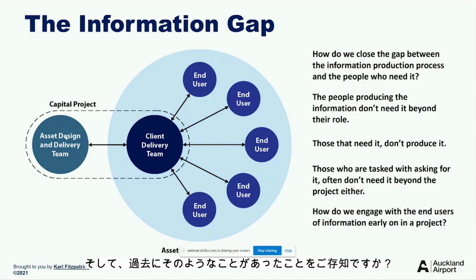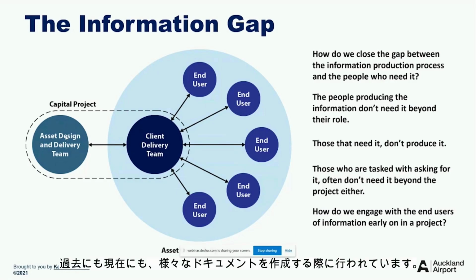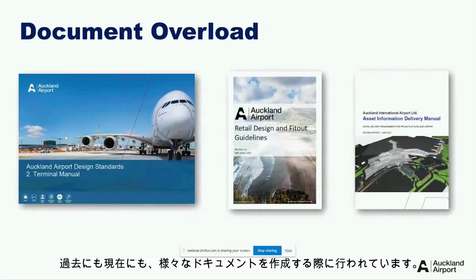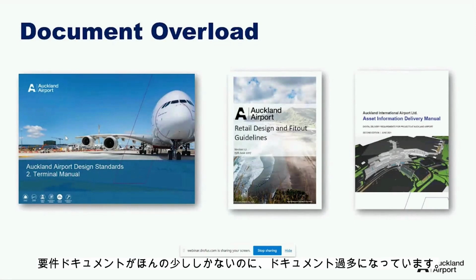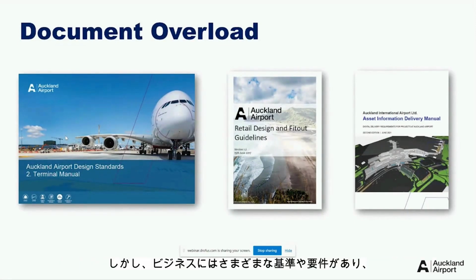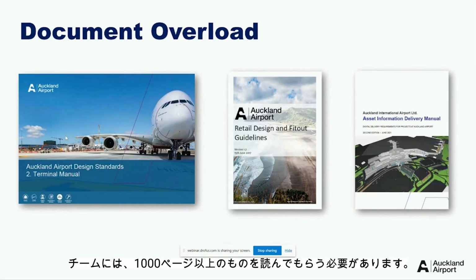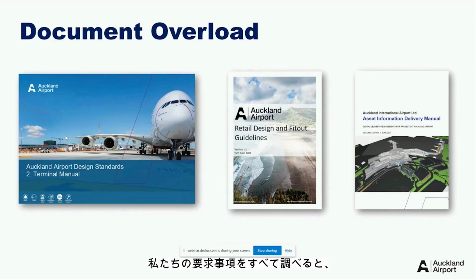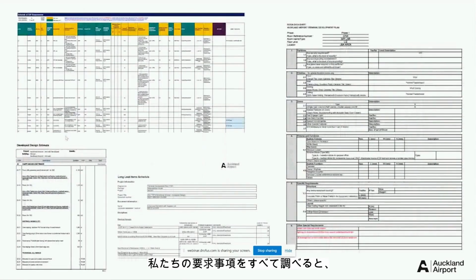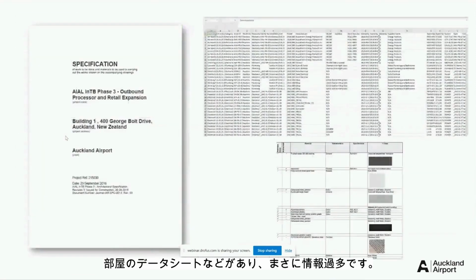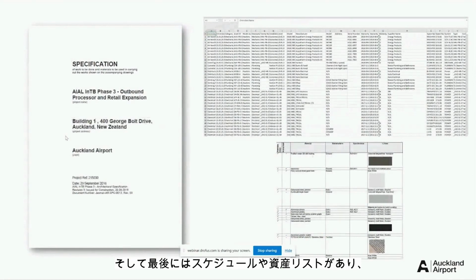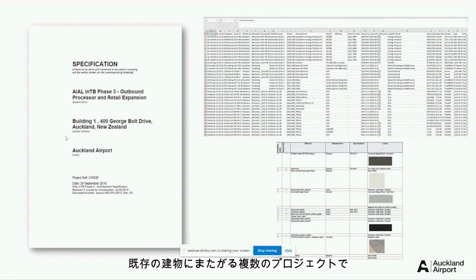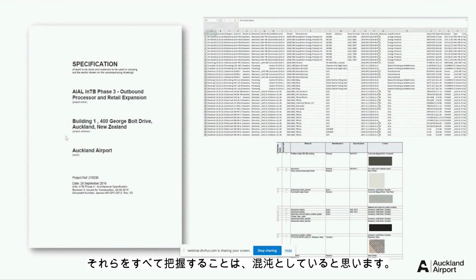And in the past, and still currently, it's done with a lot of documents. These are just a few of the requirements documents, but you have document overload, where you've got people from across the business with different standards and requirements that the teams need to read, over 1,000 pages, I think, if you go through all of our requirements documents. And then you've got schedules of requirements and quantity takeoffs and room data sheets, and it's just information overload. And then at the end of it, you're getting schedules and asset lists, and just keeping track of all that across multiple projects across an existing building is chaotic.